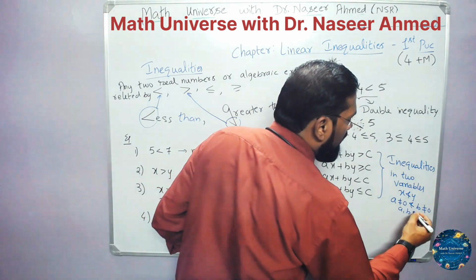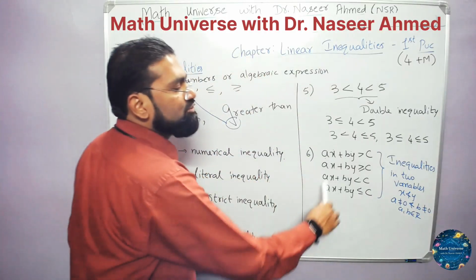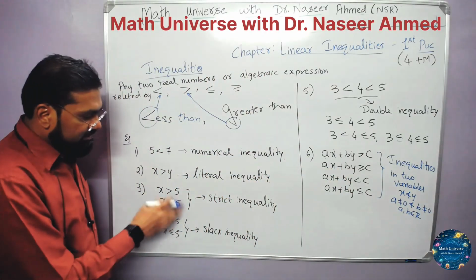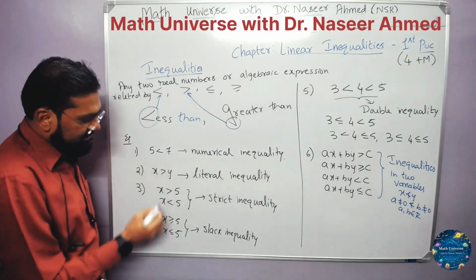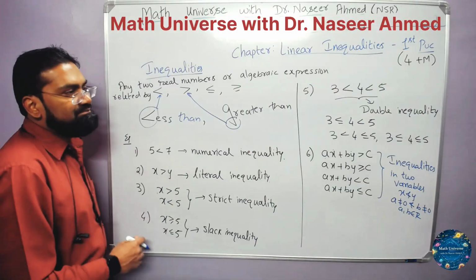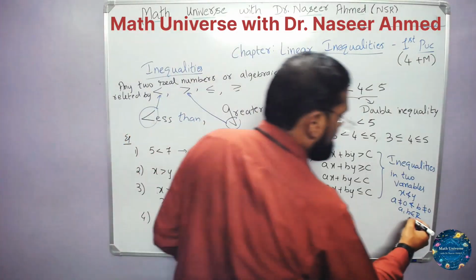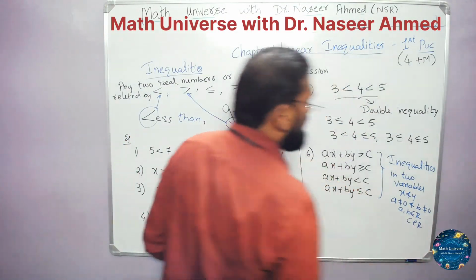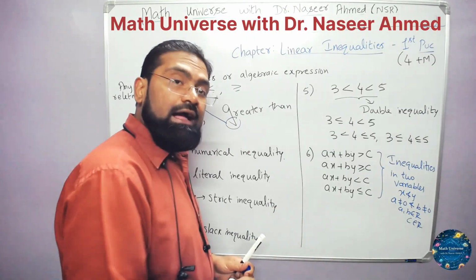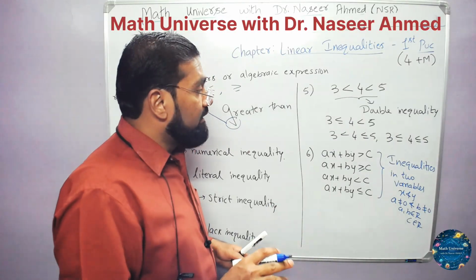Both a and b are constants, real numbers. As soon as any one of them is 0, it will reduce back to the one-variable form, nothing but this, not this one. And c is also a real number. Now we can also have a quadratic, nothing but non-linear.